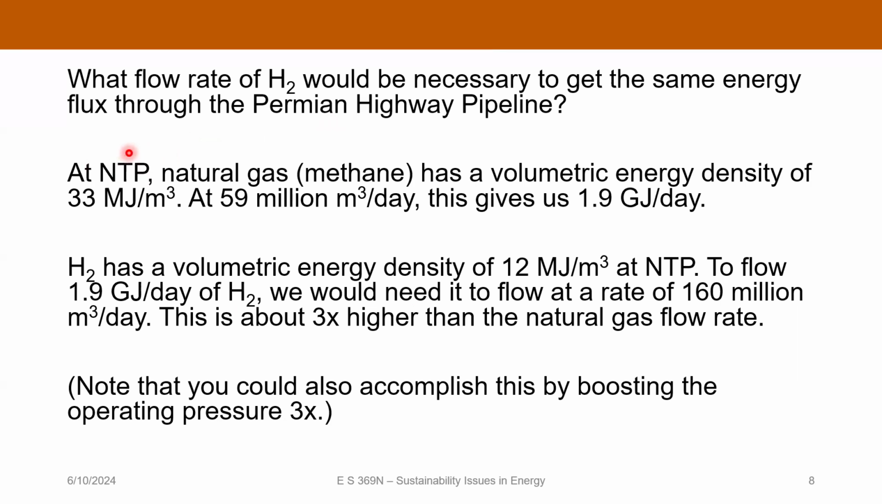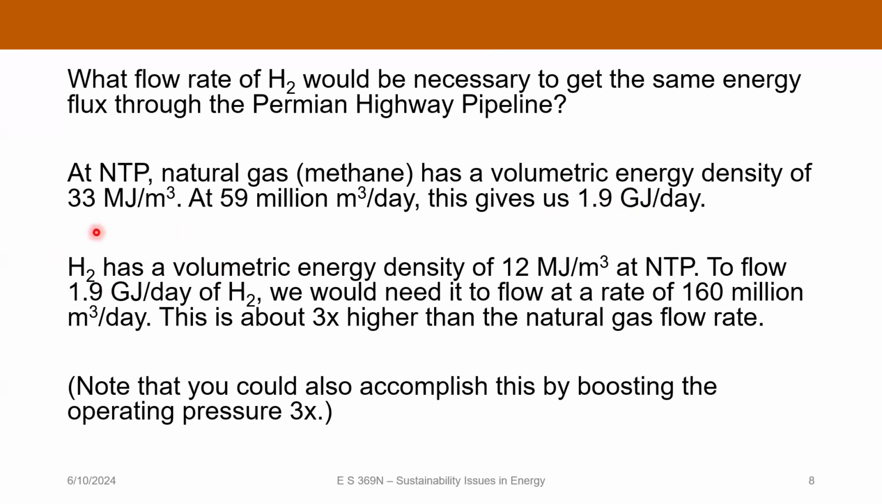Yes, I know that the gas is compressed when it goes through the pipeline, so that's going to increase the volumetric energy density, but let's just keep this simple and not deal with equations of state right now. Okay, so natural gas has 33 megajoules per cubic meter at normal temperature and pressure. So if we move that through the Permian Highway pipeline at its maximum capacity, we're moving about 1.9 gigajoules per day. Okay, so that's our benchmark.